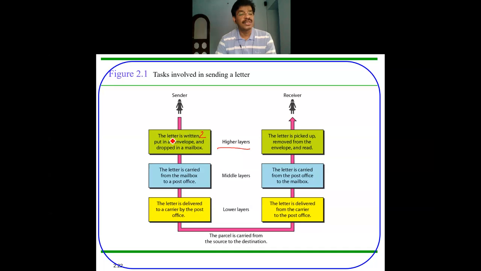So the services that are required for written communication: the person must be literate so that he can write a letter. Then he must have a pen and a paper. These are the primitives, the requirements for writing a letter. Then the person must have an envelope. So the person will write a letter, put it in an envelope and drop it in a mailbox.